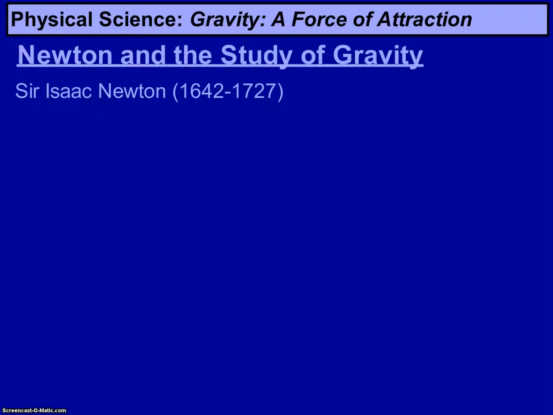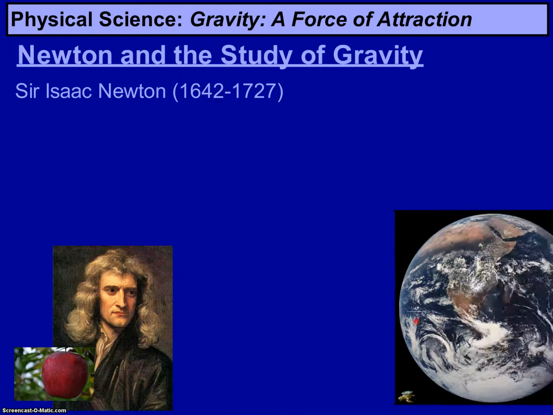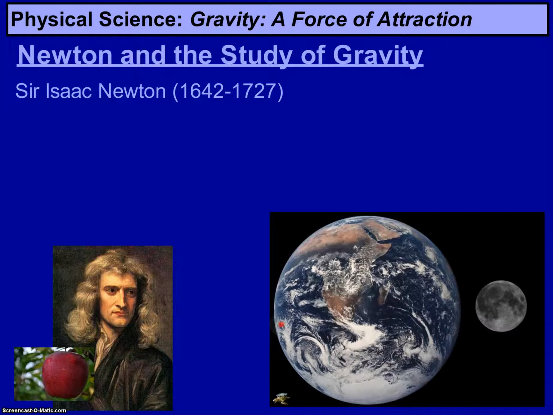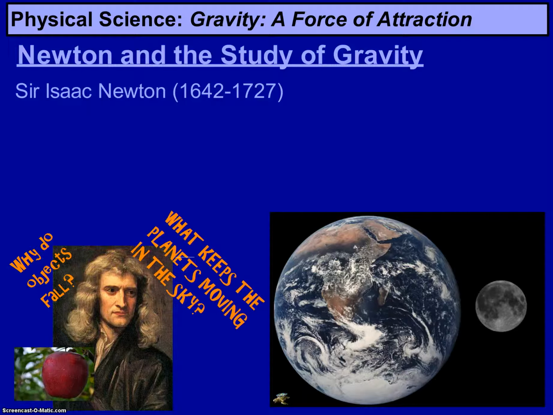Okay, so let's start out by talking about Sir Isaac Newton. Now, according to the story, Sir Isaac Newton was kind of curious about an apple that had fallen from a tree one day. Some say it fell on his head. But he was not just interested in the apple, he was also interested in planetary motion, watching the moon going around the Earth, for example. So, from observing the apple and from observing the moon going around the Earth, he had two questions. First of which, why do objects fall? And the second, what keeps the planets moving in the sky?